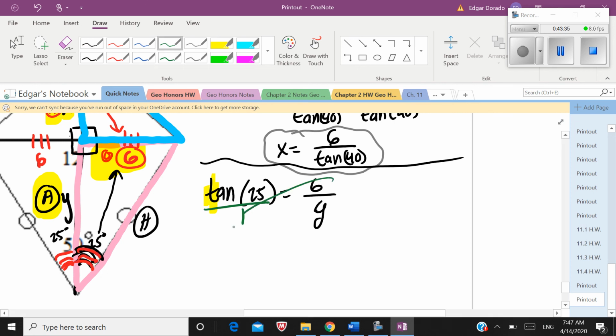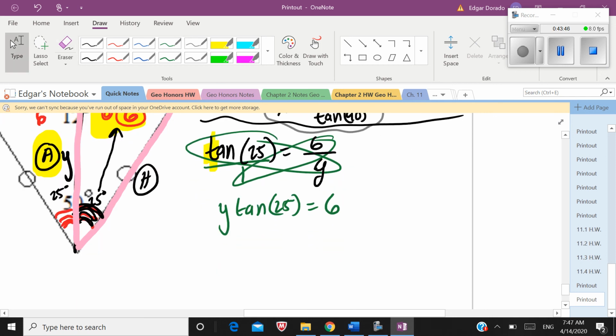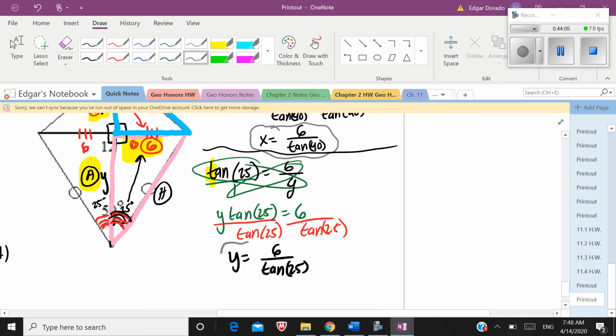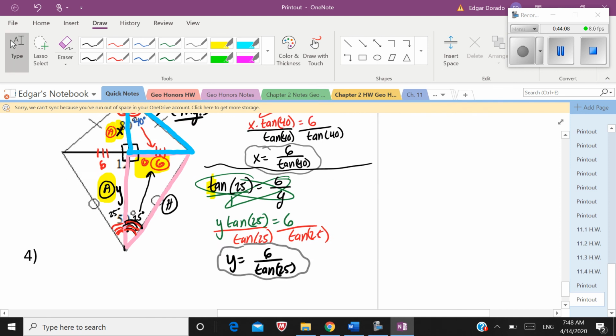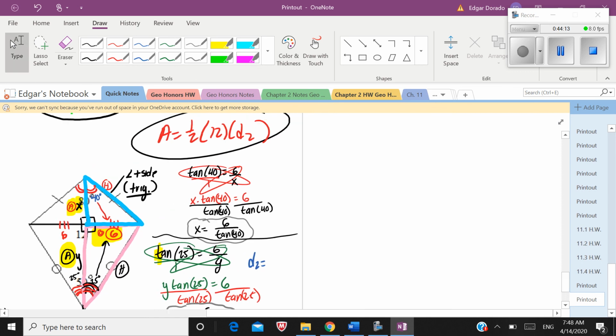Very similarly, let's cross multiply here. Y times the tangent of 25 equals 6. Again, I don't want that tangent of 25 there, so I'm going to divide it by the tangent of 25. Just like that. This is going to give me the final answer, y equals 6 over the tangent of 25. Now this is ugly, guys, and I don't particularly like the way this looks. However, I now know what diagonal number 2 is. That's the one that was missing here.